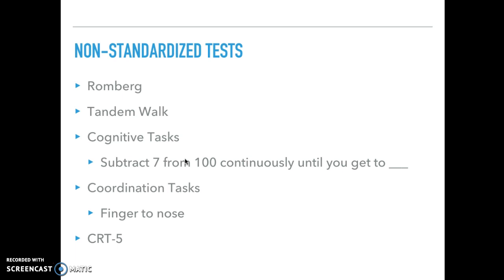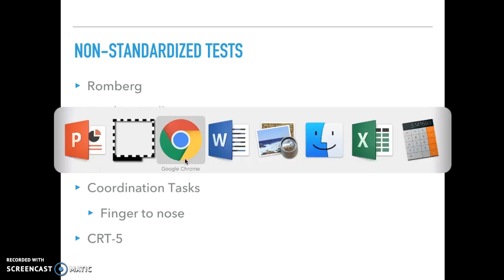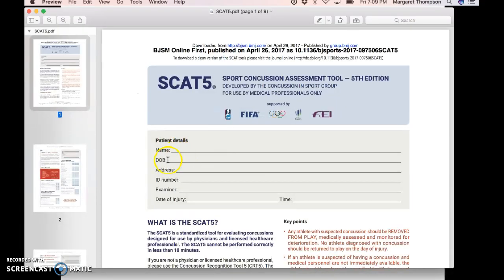But with the non-standardized tests, you kind of never know what it is you're supposed to expect your patient to do. So you do the test and sort of look at the results and subjectively say that looks bad or that looks good, but you don't have a lot of data to support it. Another example of a non-standardized test is the CRT5. I'm going to pause on my concussion test to talk about this one. So the CRT5, pretty sure I have it up here.